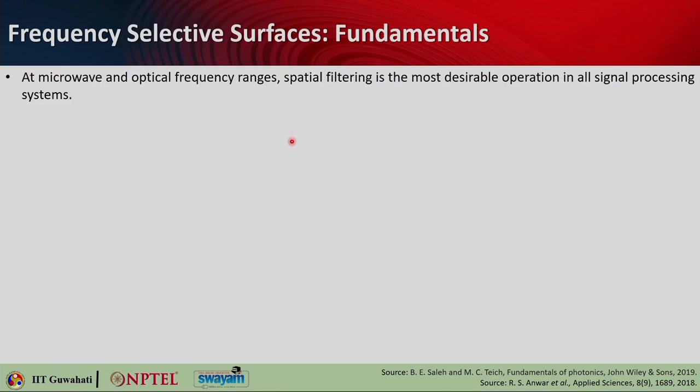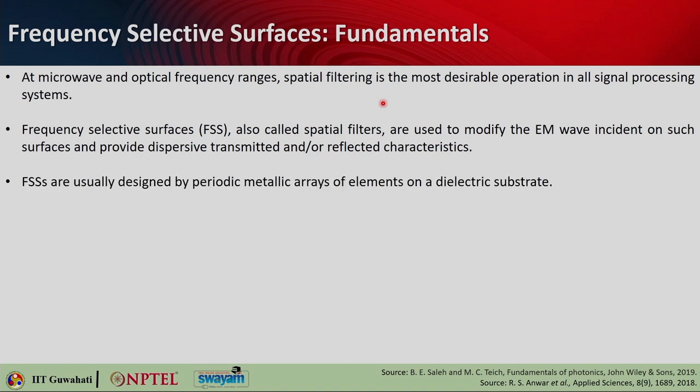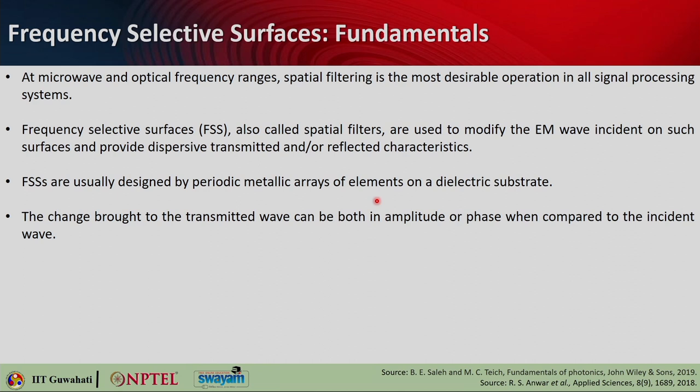So at microwave and optical frequency ranges, spatial filtering is most desirable in all signal processing systems, and there frequency selective surfaces come into the picture because they are called spatial filters, as they are used to modify the EM wave incident on such surfaces, and then they can provide dispersive, transmittive or reflective characteristics. Now how are FSS designed? FSS are typically designed by periodic metallic arrays of elements placed on a dielectric substrate.